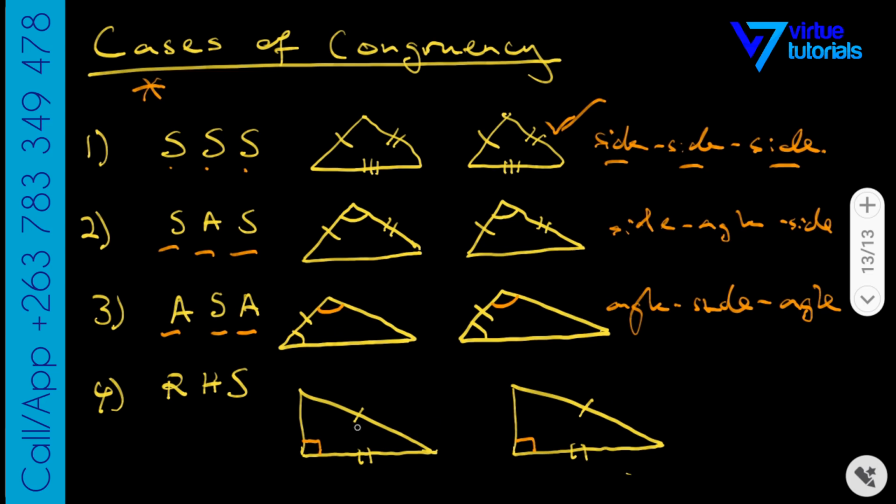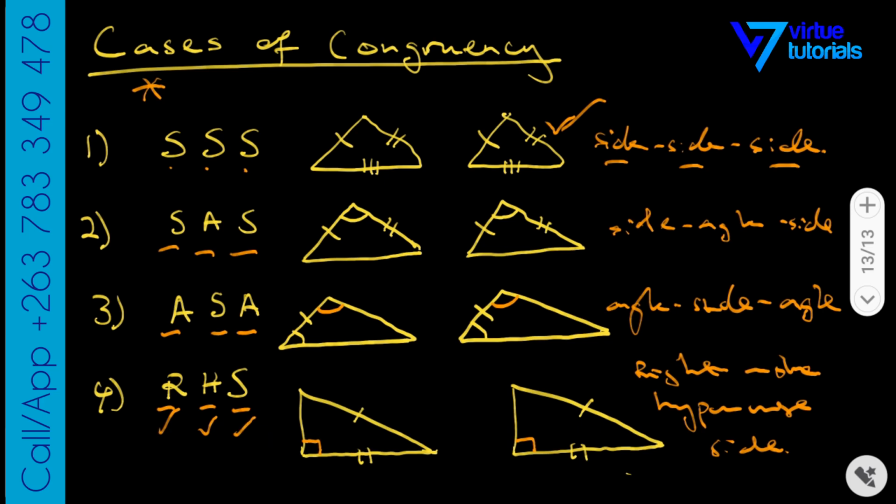The last case of congruency is RHS. So this is right angle, hypotenuse, and then side, right? So if you find that two triangles have right angles, you've ticked that off, and then their hypotenuses are equal, so the first hypotenuse and the second hypotenuse are equal, and then they have another side which is equal, it means that the two shapes are congruent.